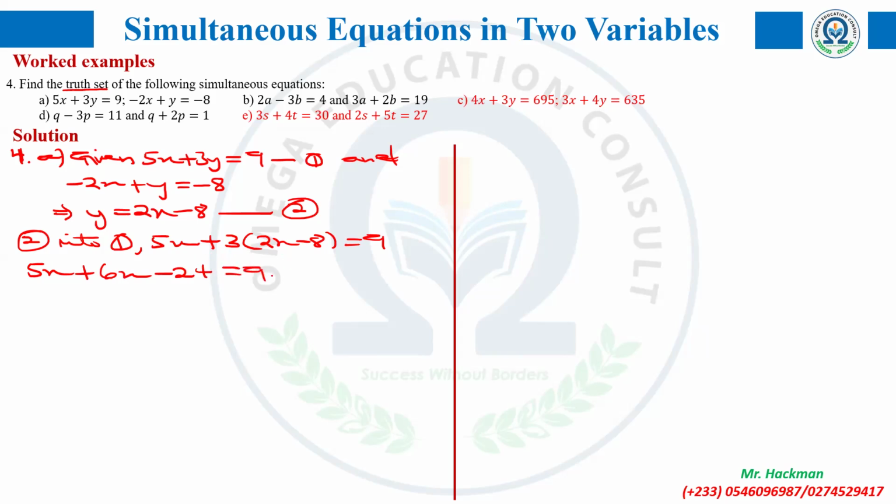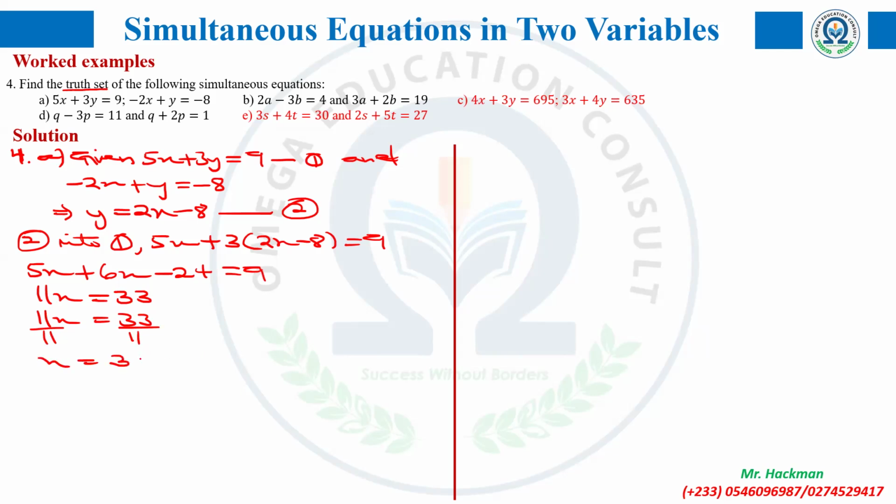My professors, I hope you are following. Yes, sir. Okay, so I'm going to get this plus this, which will give me 11x. Okay, and that should be equal to 9 plus 24, and that will give us 33. I write it again before I divide. So I will get x to be equal to 3.